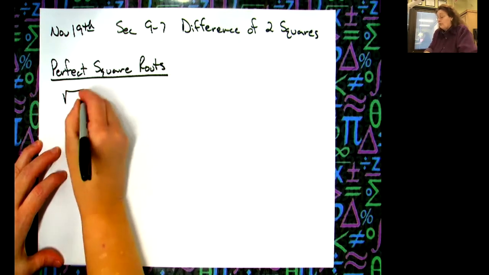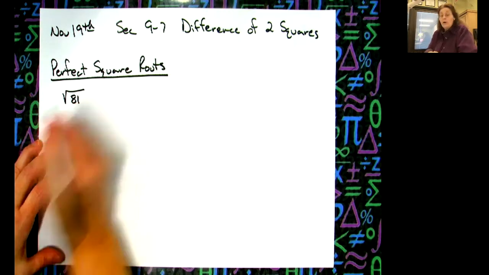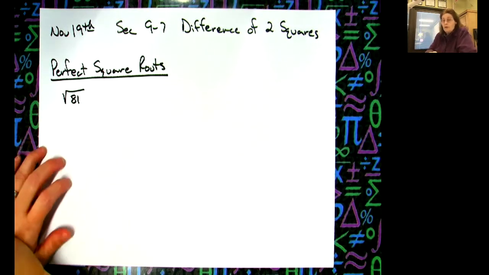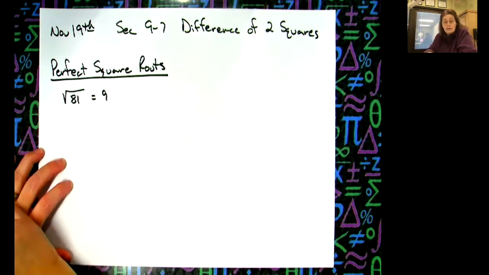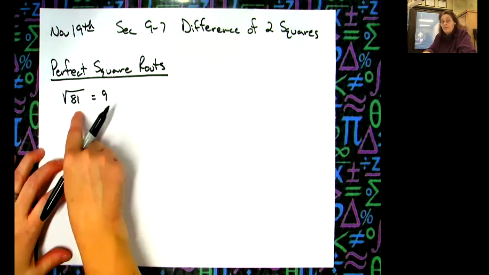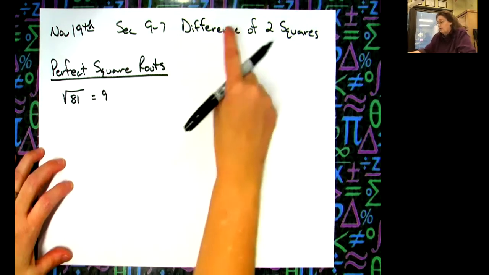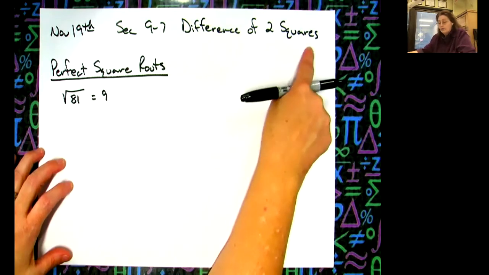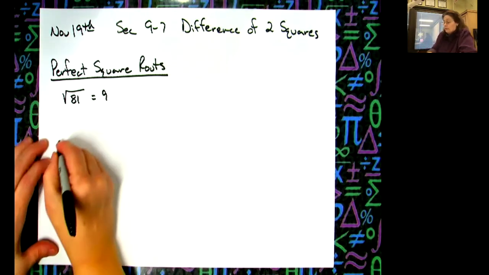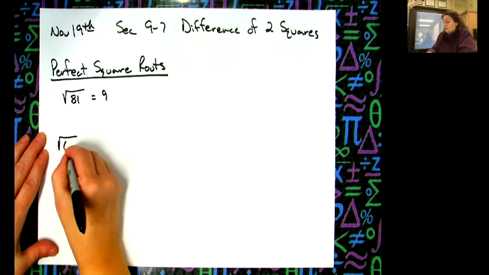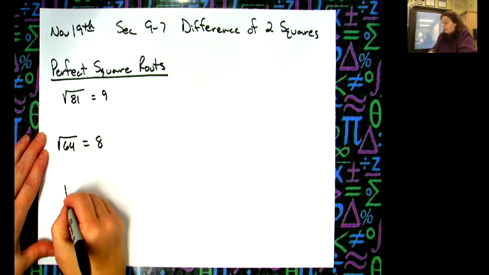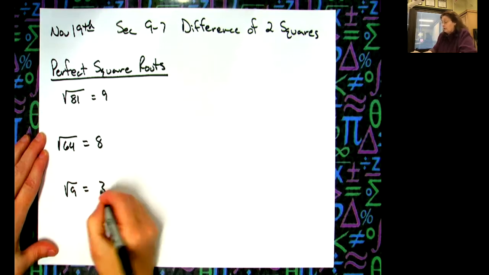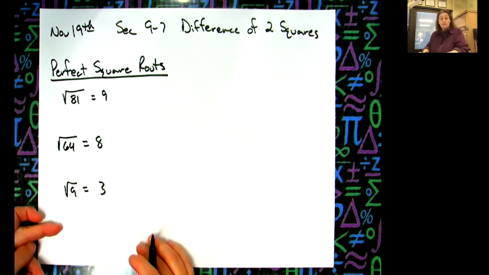So in other words, if I ask you what the square root of 81 is, all right, everybody knows that's 9. All right, because 9 times 9 is 81. All right, so perfect square roots. We have to have numbers that are perfect square roots to do the difference of two squares. Okay, so let's go down. So if I had a square root of 64, then we all know that's going to be an 8. Okay, if I had square root of 9, then that's going to be 3. Okay, so you have to know all your perfect squares.